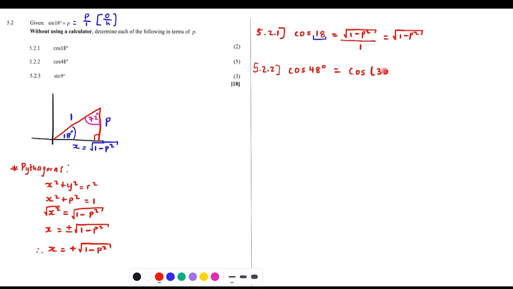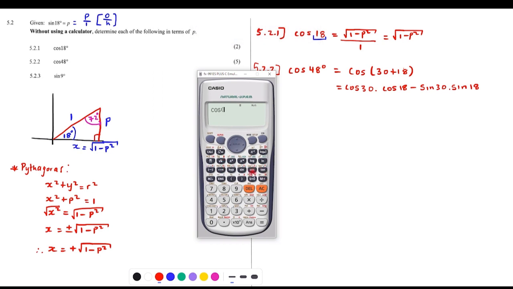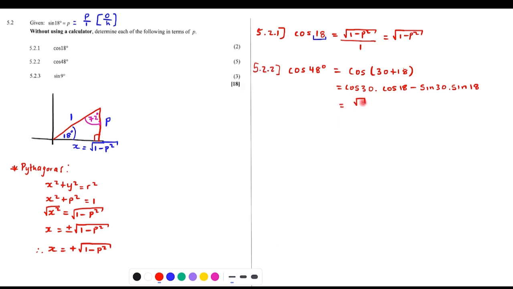plus 18. Now when you look at it this way, this is a compound angle. So this is going to be cos 30 times cos 18 minus sine 30 times sine 18. Now from here, I know that most of you don't press special angles on a calculator, but for me, I do, because it's your calculator, you can press it. See here, square root 3 over 2. It doesn't matter, you would have gotten the same thing even if you were using the triangles. Square root 3 over 2.